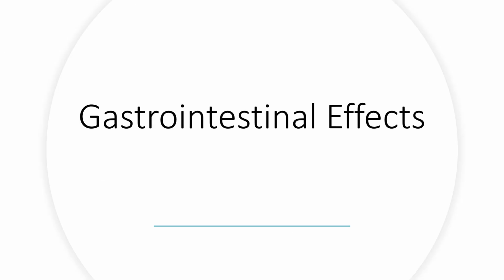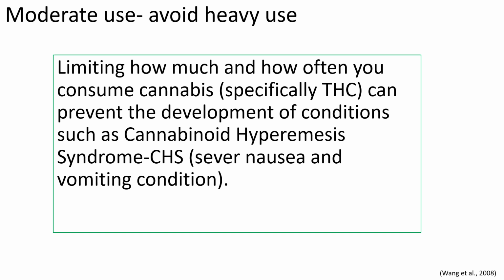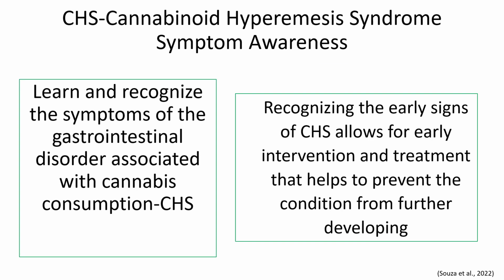Gastrointestinal effects. Learn and recognize the symptoms of the gastrointestinal disorder associated with cannabis consumption, CHS. Recognizing the early signs of CHS allows for early intervention and treatment that helps to prevent the condition from further developing.